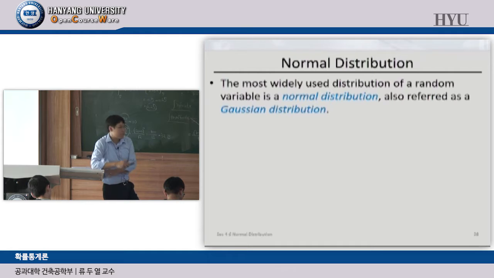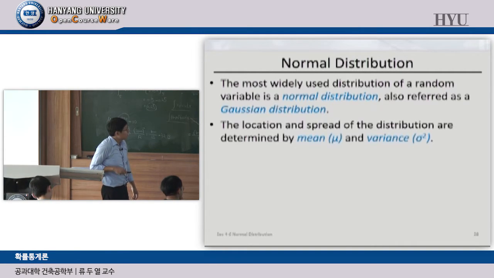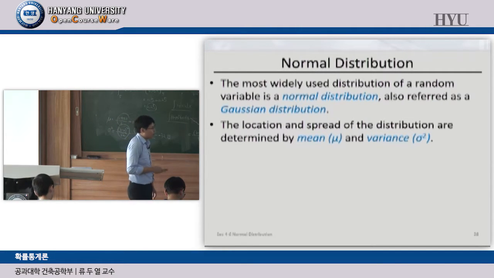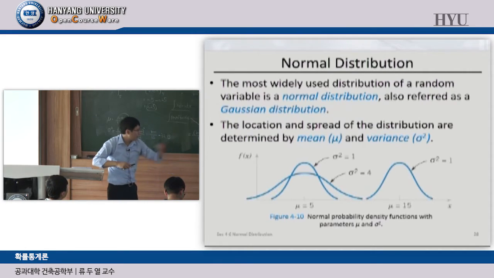The most widely used distribution of a random variable is the normal distribution, which is also referred to as the Gaussian distribution. The location and the spread of the distribution are determined by the mean, mu, and the variance. These are typical examples of normal probability density functions with different parameters mu and sigma squared. This is the probability density function, and this is the continuous random variable.